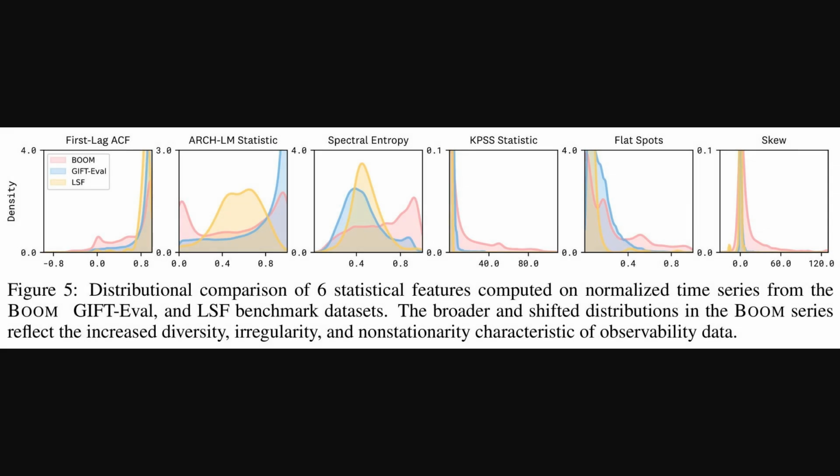Alright, so after seeing what kind of data is in BOOM, this digs deeper into its statistical characteristics, comparing it with the GIFT-Eval and LSF benchmarks. We're looking at distributions for 6 different statistical measures here. For instance, the KPSS statistic, that's KPSS, is generally higher for BOOM, shown by the pink line, indicating more non-stationarity. Non-stationarity means the data's statistical properties like its average and spread change over time, which really complicates forecasting. BOOM also tends to show higher spectral entropy, suggesting more inherent complexity in the signals, and greater skew, meaning more frequent extreme values, highlighting its distinct and challenging nature.